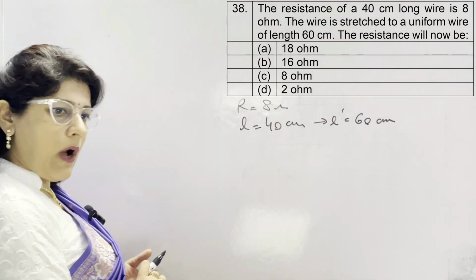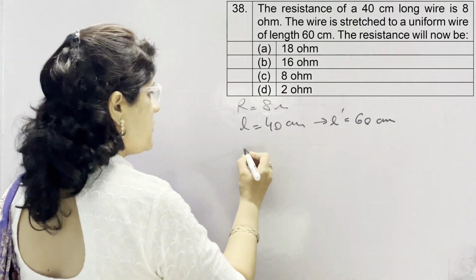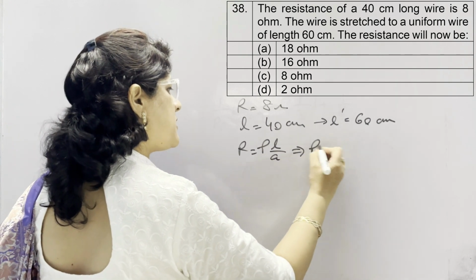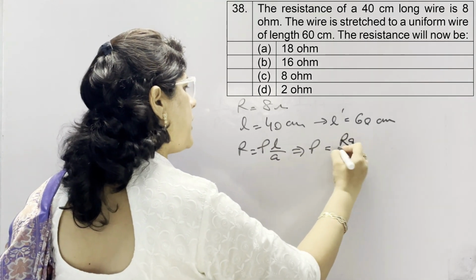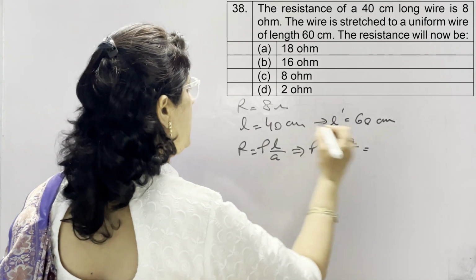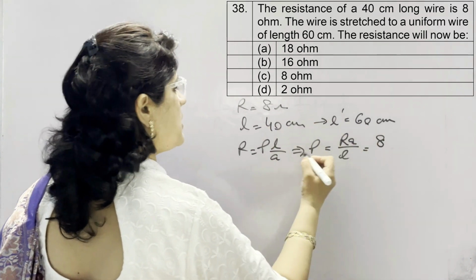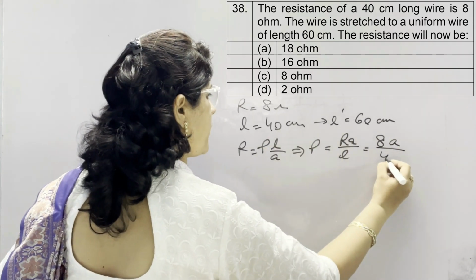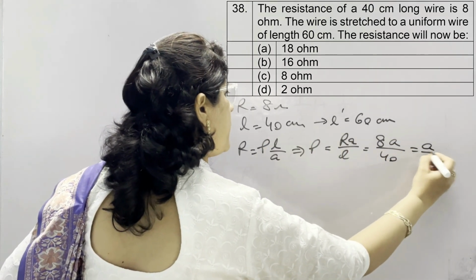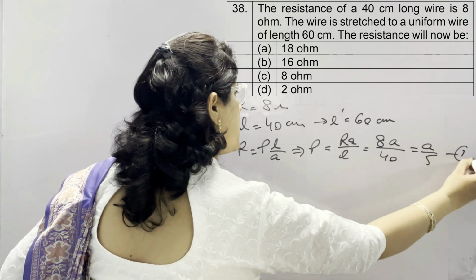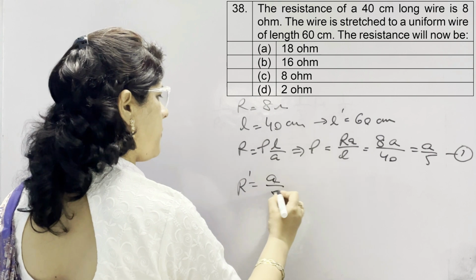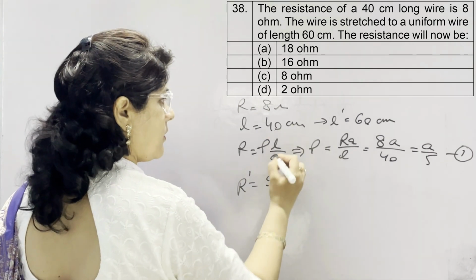The new resistance will be... So R is equal to rho L upon A, then resistivity is equal to R A upon L. Now R, resistance, is given as 8, area they have not given, and original length is 40. So the resistivity value is A upon 5. Now new resistance is equal to resistivity, A upon 5, and then length upon area.